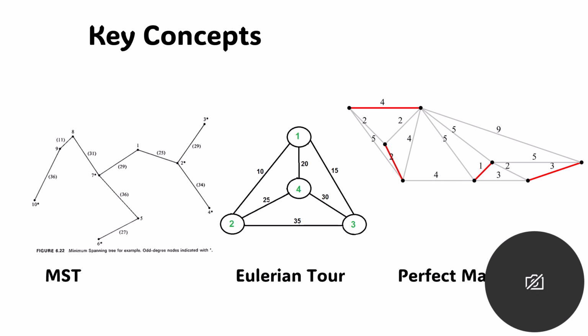A Eulerian tour. This is a path that visits every edge exactly once and returns to the starting point. It's only possible if all vertices have an even degree. Next, in a graph with an even number of vertices, a perfect matching pairs up all vertices using edges that don't share endpoints, and the goal is to do this with the lowest possible total weight, hence perfect.